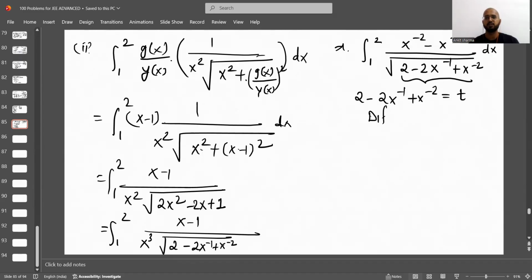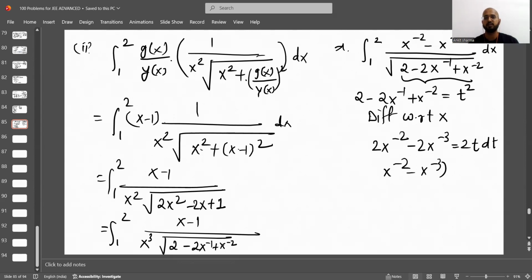So differentiating with respect to x. Once I differentiate, I get 0, and then minus of minus becomes plus, and I get 2x to the power minus 2, and then minus 2 x to the power minus 3. This is in the square root, so it will be better to plug in t squared instead of t, so that we get 2t dt, and the square root will be gone directly. So I get x to the power minus 2 minus x to the power minus 3 into dx. This dx, of course, is equal to t dt.